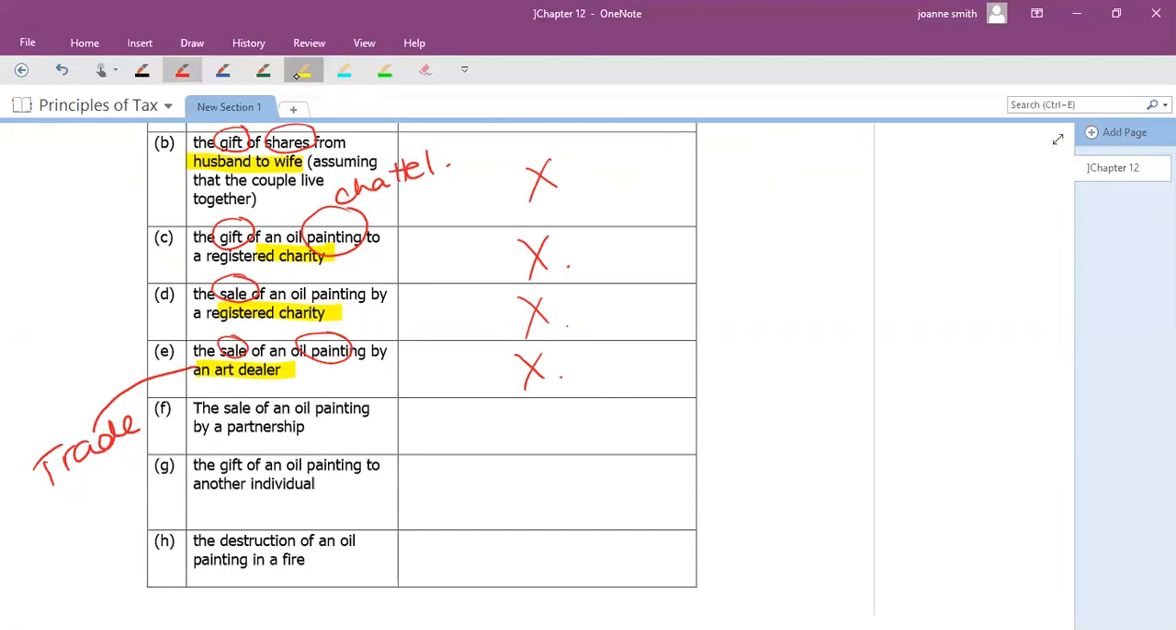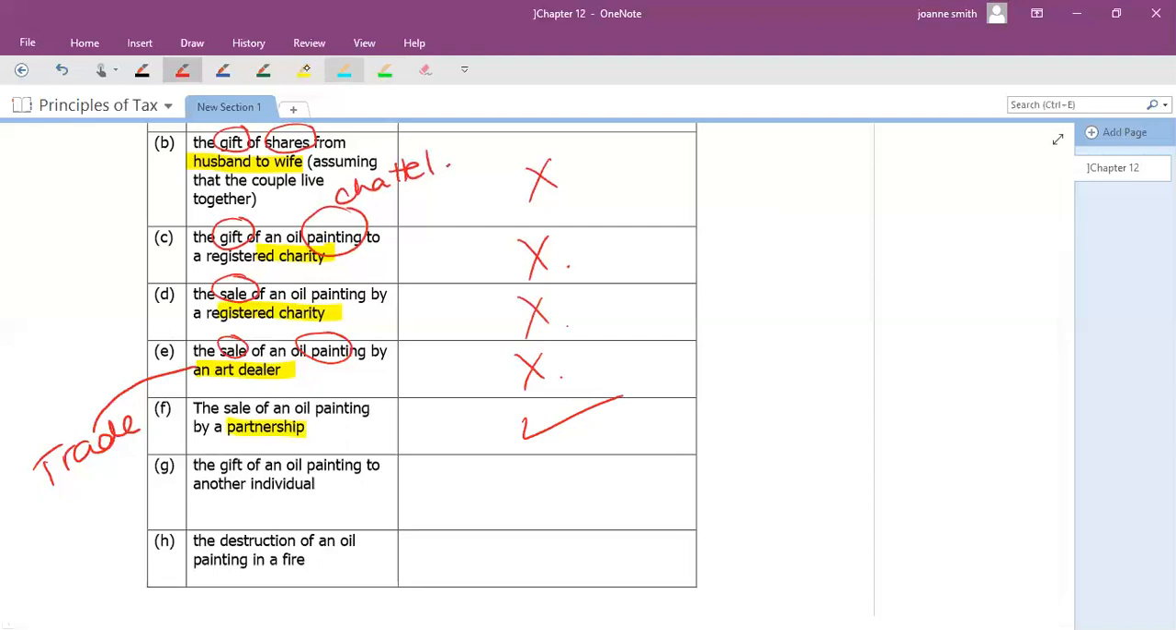Whereas when we get to F, F is chargeable because we're dealing with an individual who's part of a partnership. Partnerships are a collection of individuals who get together with a view to making a profit from a similar idea. So when the partnership sells the oil painting, you work out the gain, and then this will be allocated to the individual partners accordingly.